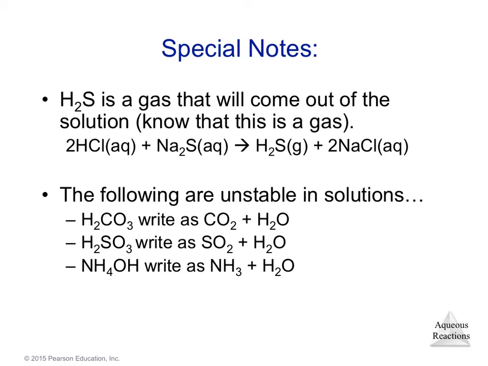If you look at the example right here, you have HCl and Na2S. When your positive ions switch, you get H2S and NaCl. So again, it's important for you to know H2S is a gas.